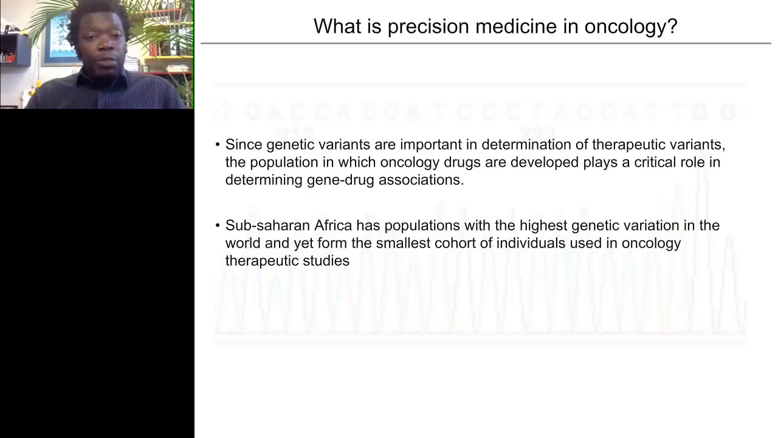Now, since this part of the world has some of the greatest amount of genetic diversity, you would think that it would feature prominently in oncology drug trials to be able to establish the genetic variants and relate those genetic variants to the adequate or correct drug. Unfortunately, that isn't the case, and in fact, the smallest cohort of individuals used in these oncology therapeutic studies come from Africa. So there's really a very high paucity of information about genetic variants and their relationship to drug associations.